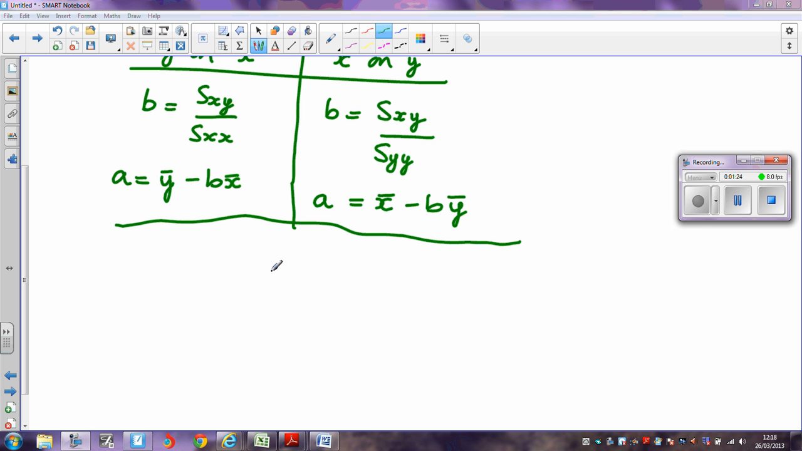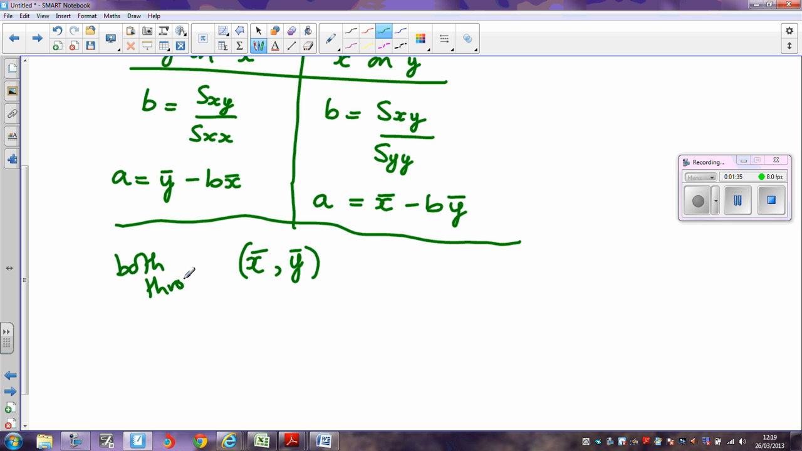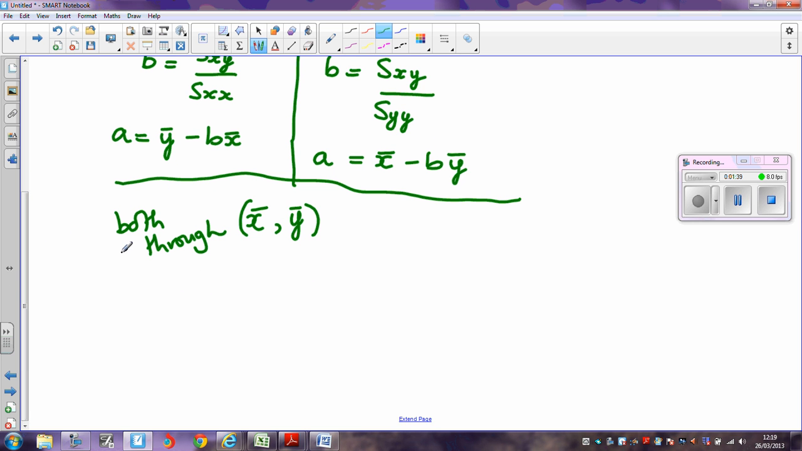Now, both lines need to go through the point represented by the mean of x and the mean of y. That doesn't actually swap round. So basically, both of your lines have to go through that point there. And actually, if you were to calculate both lines, there isn't that much difference between the two lines. You've got to understand which one you used when.